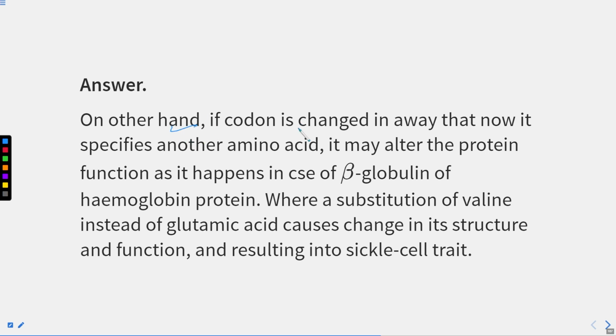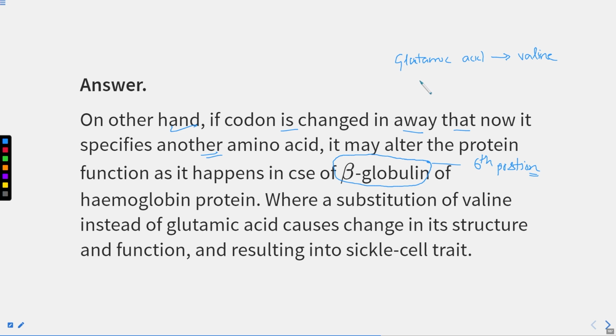Now, on the other hand, what happens if the codon is changed in a way that now it specifies another amino acid? We have seen the example of sickle cell anemia. In that, in the beta globin chain, there is a change at the 6th position. Here, glutamic acid is substituted by valine.